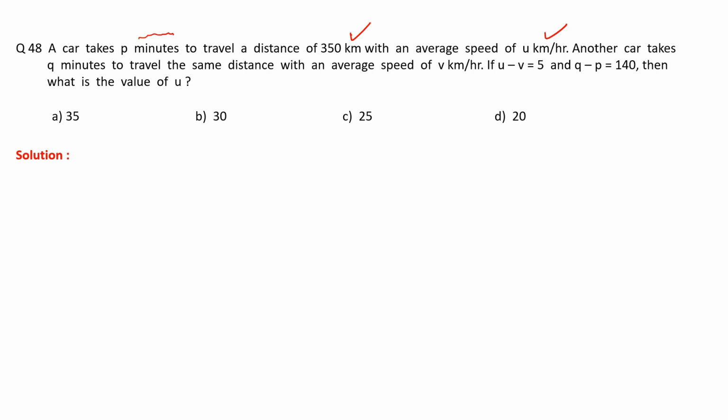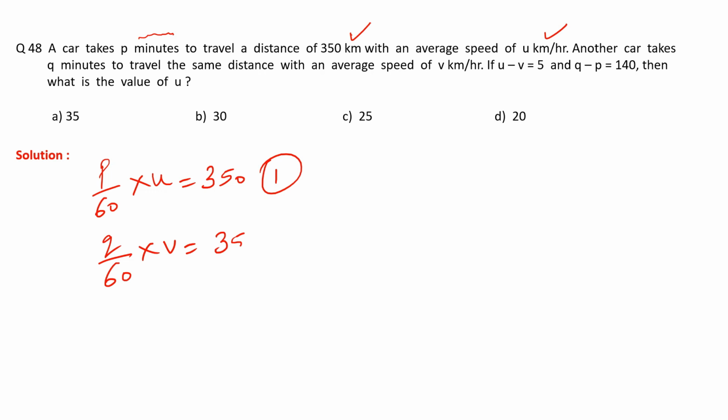So now I am writing the equation for the first car. I am using distance is equal to speed into time. So time here is p upon 60 hours, speed is u, and distance is 350. So this is our first equation. Similarly, the second equation would be q upon 60 into v equal to 350. This is the second equation. Now we are given equations in terms of u and v and in terms of q and p. And our aim is to find the value of u.